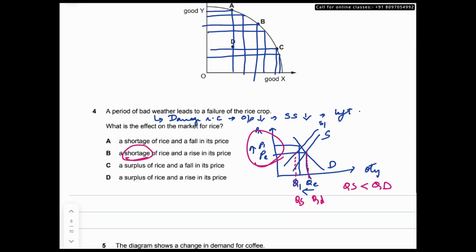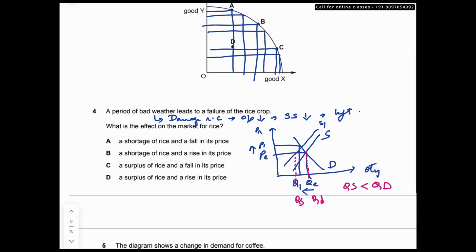Now let's see why others are not the correct answer. Okay. So option A says there is a shortage, which is correct, but there's a fall in price. Do we see a fall in price over here? A fall in price will never happen when there is a shortage. A shortage will always mean that the prices are pushed up. So if there is something in scarce availability, there's a scarcity of something, people would generally compete for it and bid the price up, not down. So option A is ruled out.